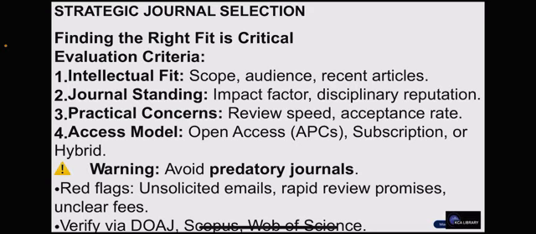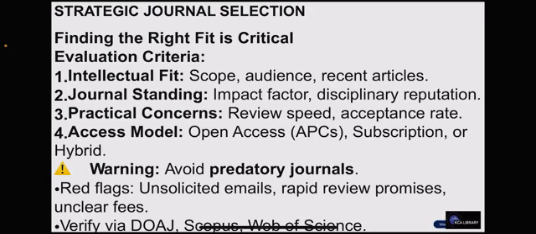You check the standing of the journal. Are they well known in the discipline? What's their reputation? The third one is practical concerns: the review speed, acceptance rate, and so on. Check, so that you are not writing your work unnecessarily, and it will be slow, or they won't want to accept your work. You understand? How fast is the review speed? So the review speed and acceptance rate, you check if it is something you can actually get into.